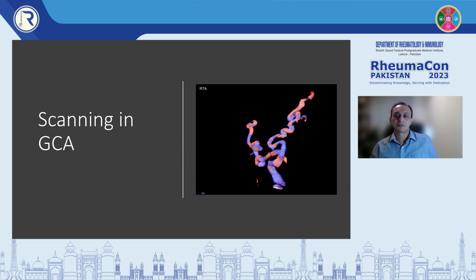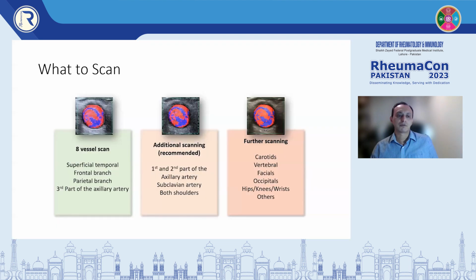And all the evidence that I have presented is essentially based on, most of the time, an 8-vessel scan. So that is the minimum that needs to be done when you are performing an ultrasound for GCA, and that includes both superficial temporal arteries, both frontal and parietal arteries, and third part of axillary artery on both sides.